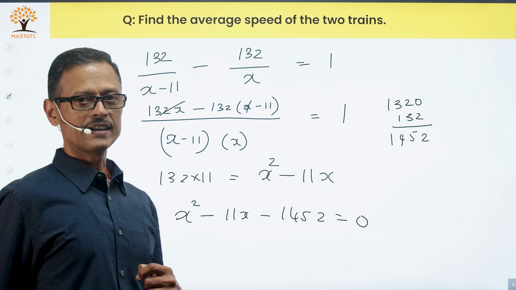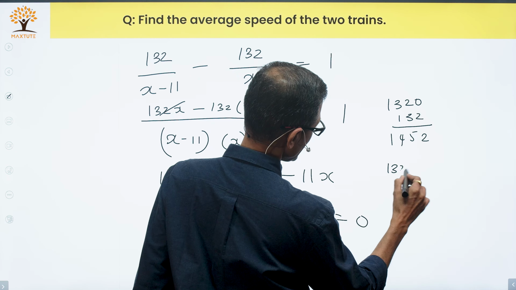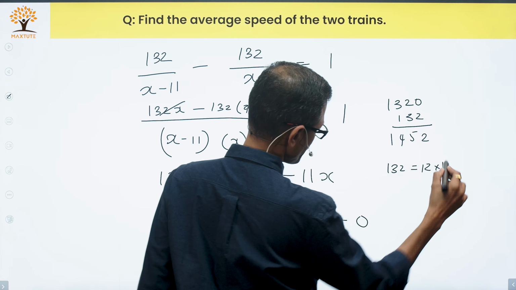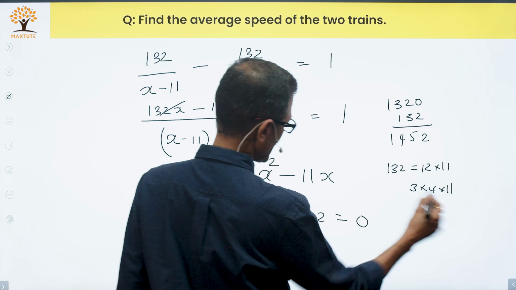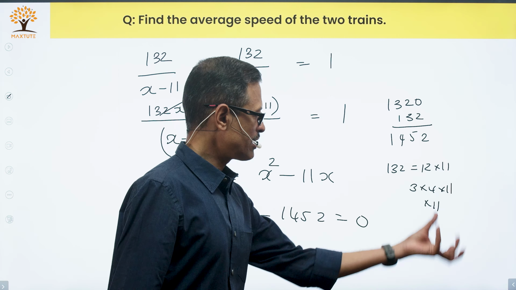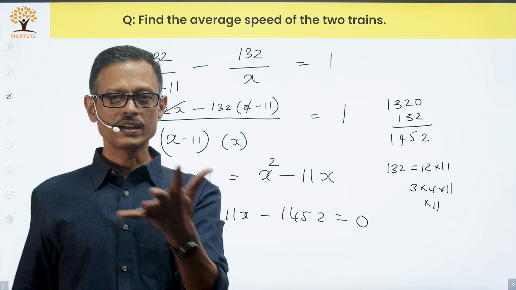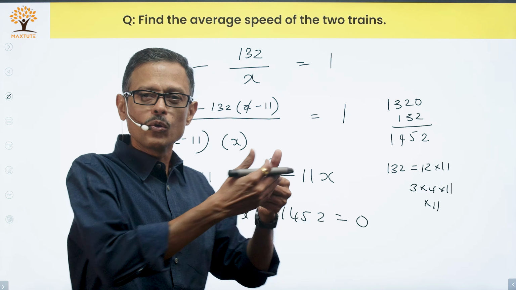Factorization looks a little difficult, but let's see how we can make sense out of this. This is 132. I can actually think of it as 12 into 11, which I can think of as 3 into 4 into 11 and then 11. That's how we got this 1452. So 3 into 11, 4 into 11 is 33 and 44. The difference becomes 11. So if you factorize it, you might be able to know how to split the middle term.